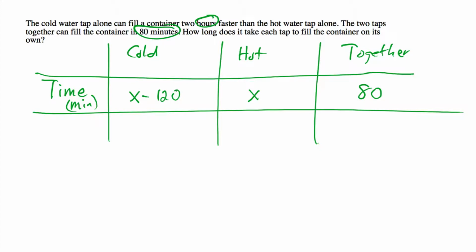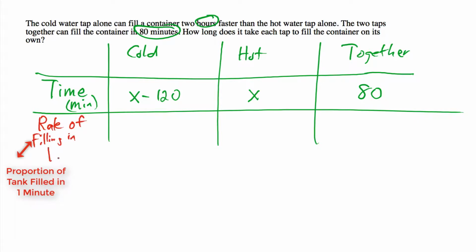All right, now to equalize these components, since they're working at a different rate, we have to look at the rate, or the percentage of the job, the rate of filling in 1 minute. So let's start with the together column, since we have a number there. If it takes 80 minutes for the two taps working together to fill the tank, in 1 minute, 1/80th of the tank will be filled.